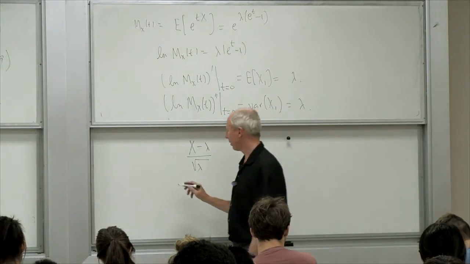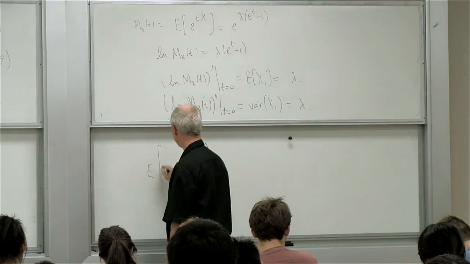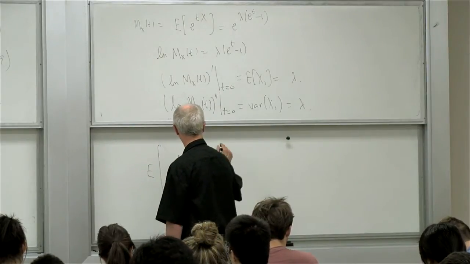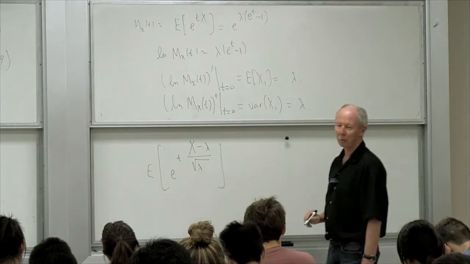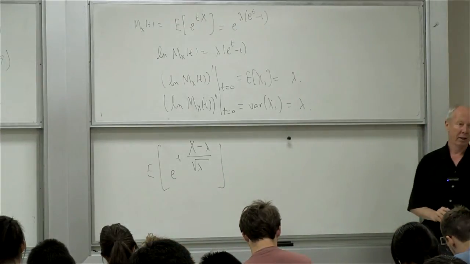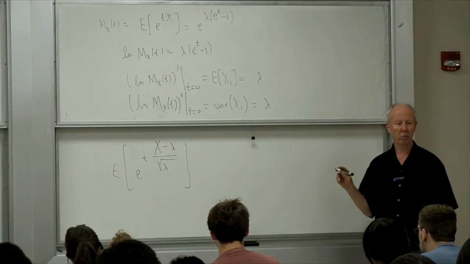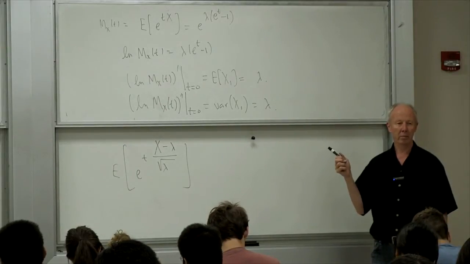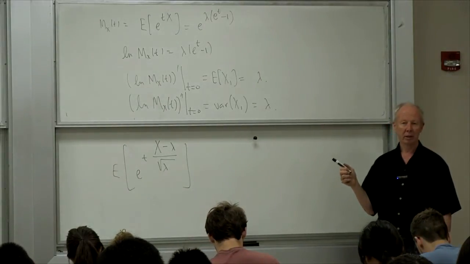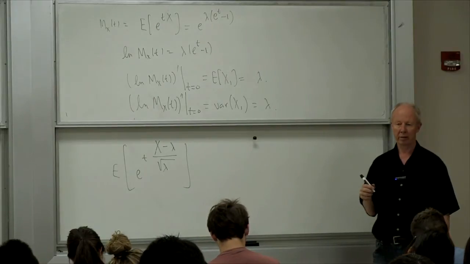Not everything that has mean 0 and variance 1 is going to be normal or close to normal. But let's compute the moment generating function. And if we get e to the t squared over 2 as a limit as lambda goes to infinity, what can we conclude about X minus lambda over root lambda? It's nearly normal if lambda is big.